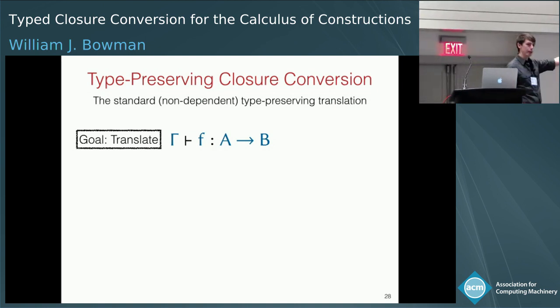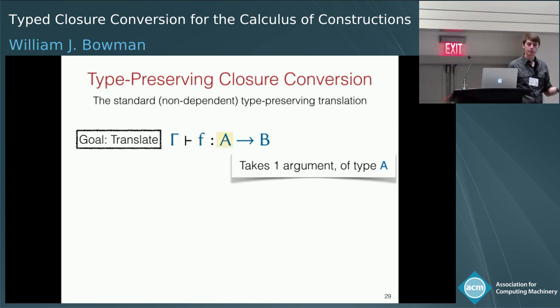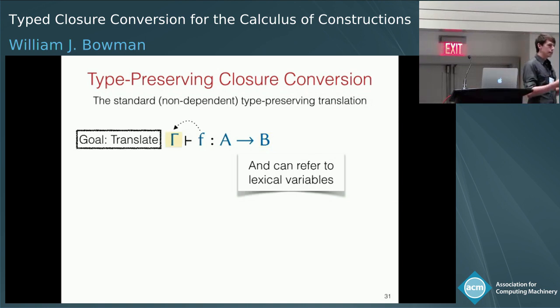Our goal is, we have this function f, which takes one argument of type A and returns a result of type B, and in the definition of the function f, we can refer to any variables in scope at the moment. Those are in gamma. Since f is a first-class function, when we pass it around as a value, all references to variables in gamma should take on the values they would have taken on at the definition site, even when we're passing the function around.